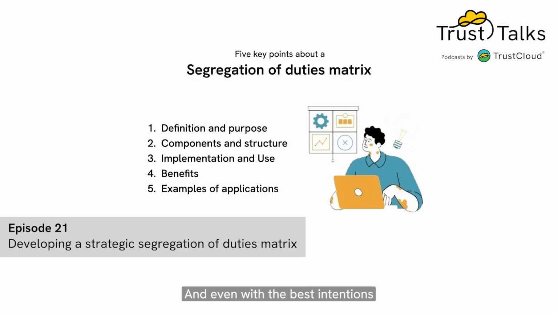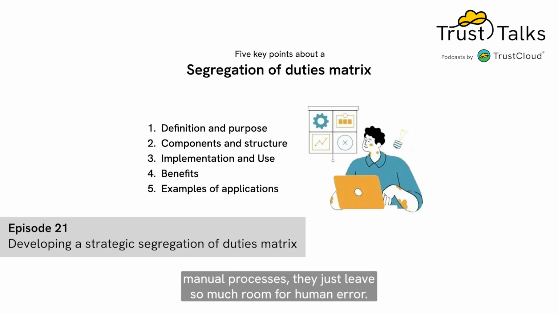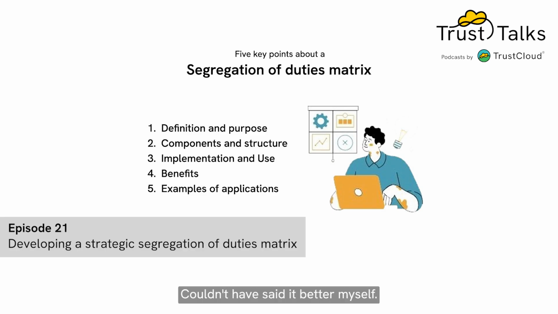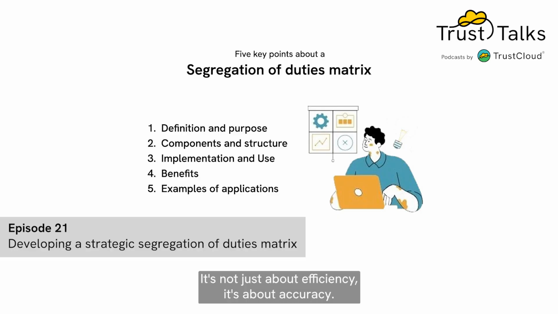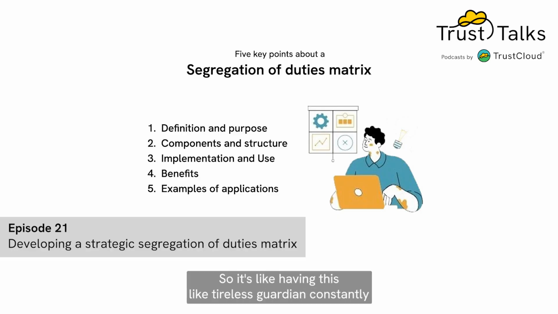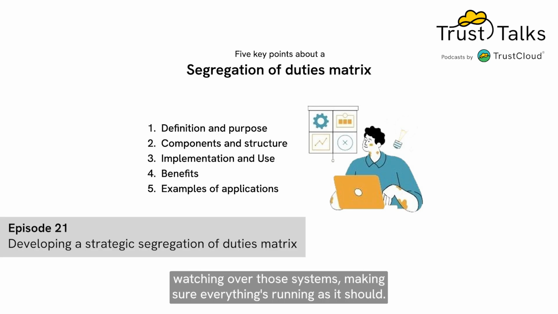Exactly. And even with the best intentions, manual processes, they just leave so much room for human error. They always say to err is human, to automate, divine. Right. Couldn't have said it better myself. Automation, it's not just about efficiency. It's about accuracy. It's about minimizing those risks. So it's like having this tireless guardian constantly watching over those systems, making sure everything's running as it should.